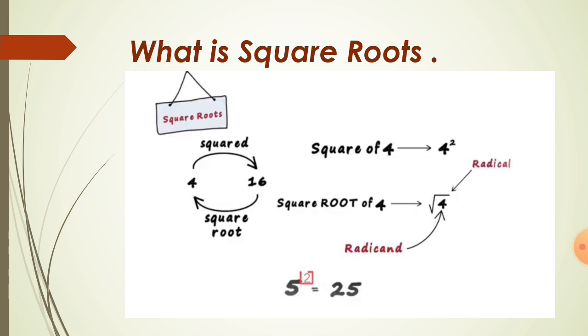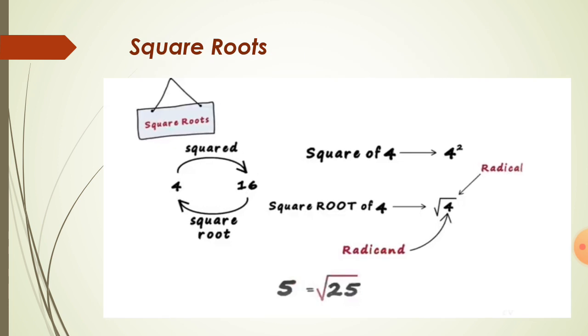What is square root? You can see in the slide there is a circle: 4 squared is 16, and 4 is the square root of 16. How can we represent it? The square of 4 is 4 with a power of 2. You can call it square as well. The square root of 4 has a radical, and the radicand is 4. It can be any number. For example, 5 squared is equal to 25. How are we going to write this? 5 is equal to radical 25.